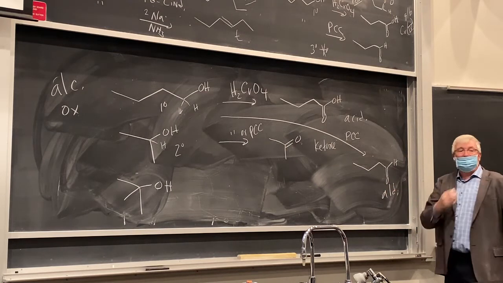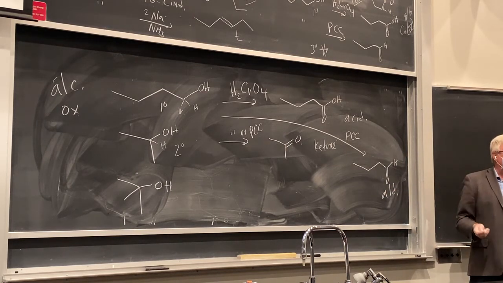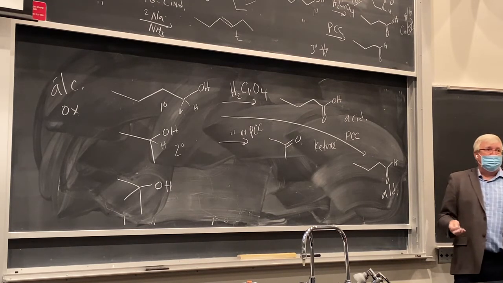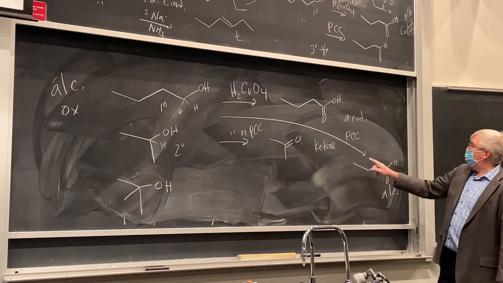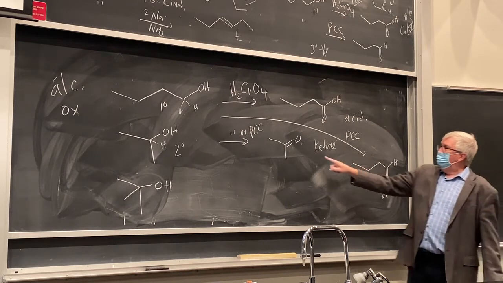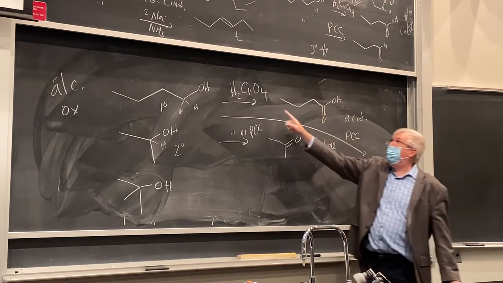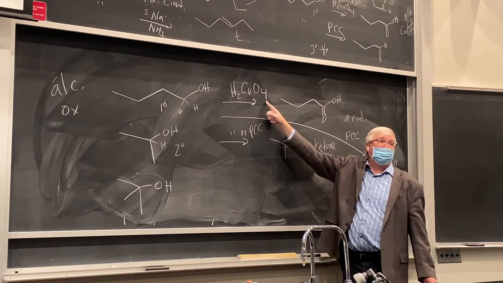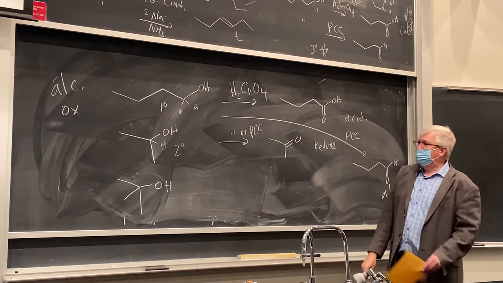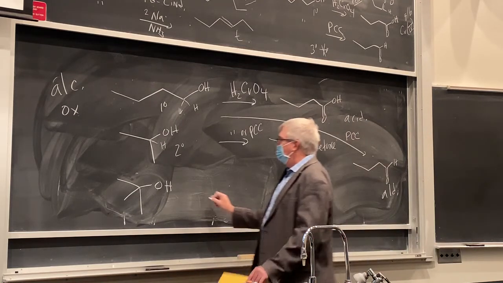Okay. So PCC is a little more versatile. It's more expensive. It's easier to work with. We like it. Okay, on small scale, it's great because we can then do the aldehyde or the ketone. But if we want the carboxylic acid, then we use the higher oxidation state, the acidic form, and go to the carboxylic acid. Now, what about tertiary?